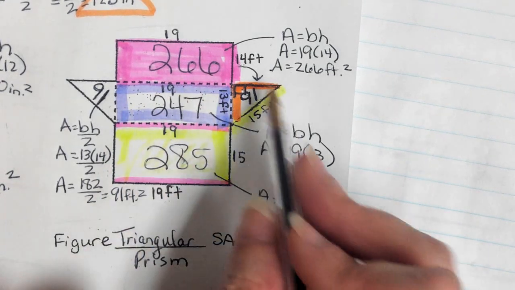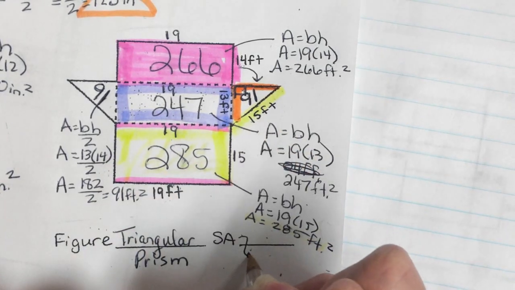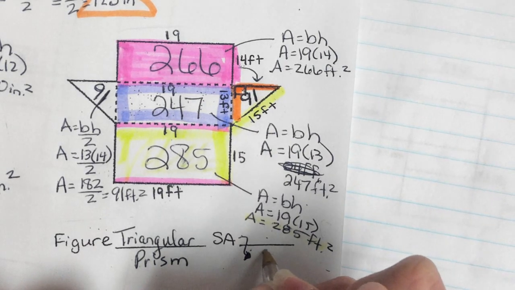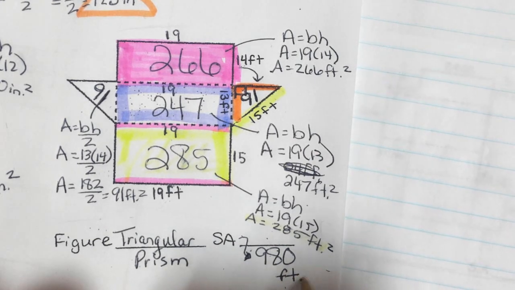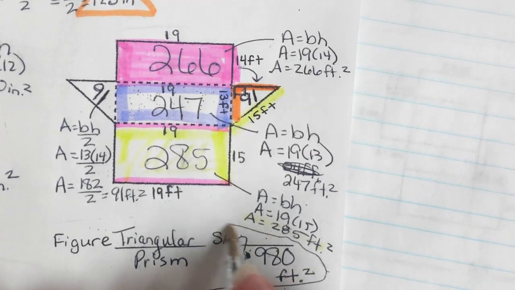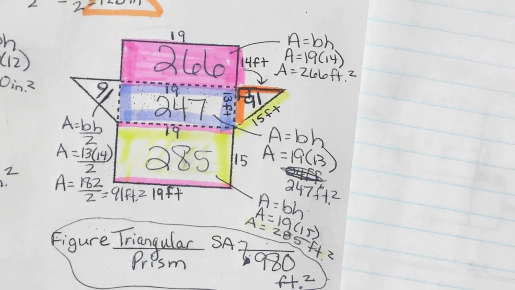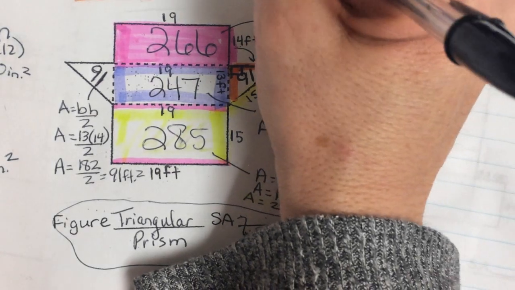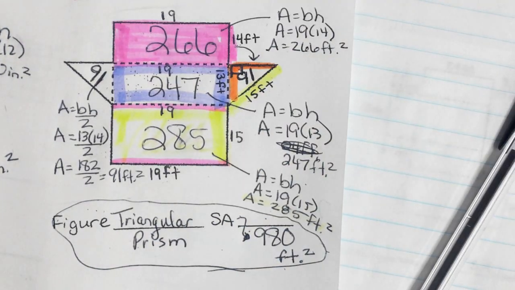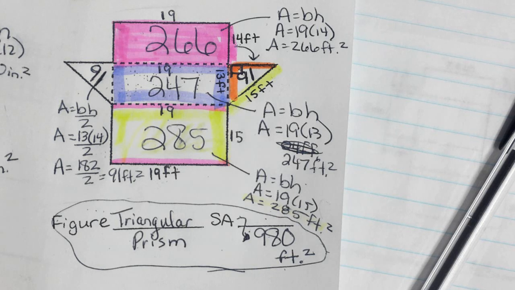And then the surface area, if you add them all up, 980 feet squared. Good. I ran out of room right there, so just kind of doing that. It's just a lot of work. If you know the rectangle and the triangle formulas, you will be fine. I don't think there's anything else.